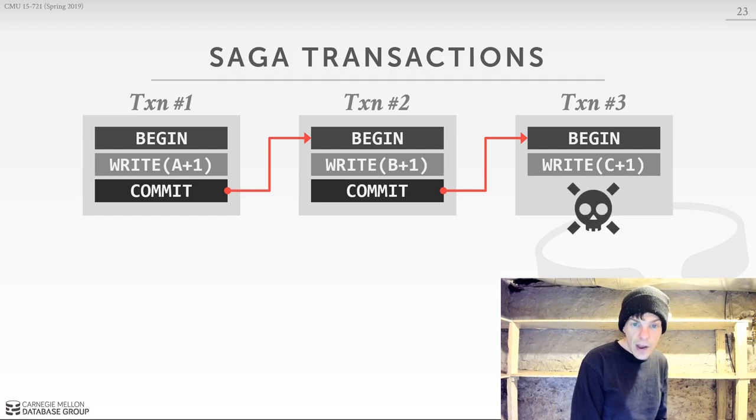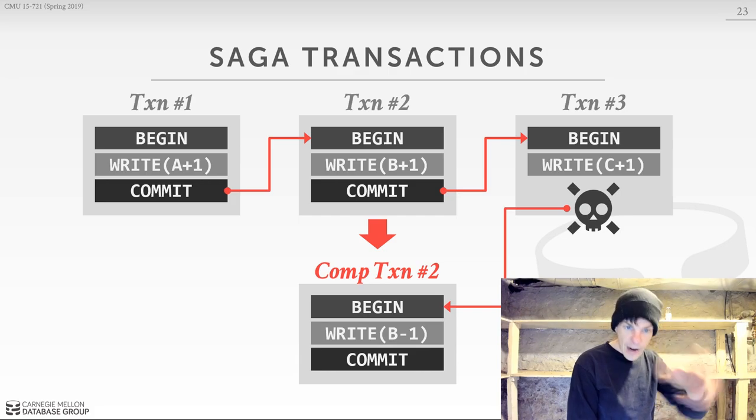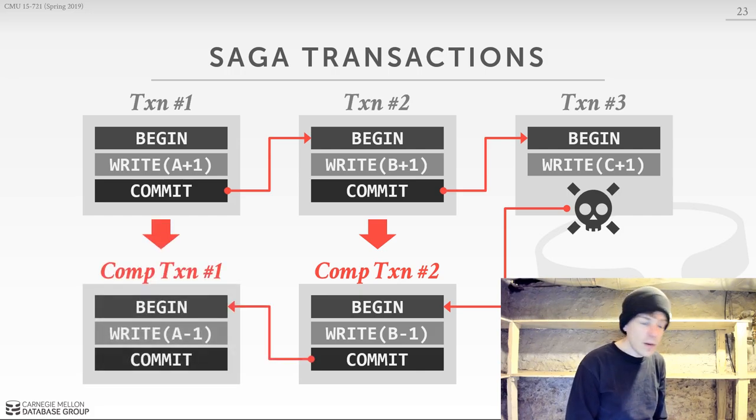But with saga transactions, when I abort this last transaction, I'm also going to go back and invoke compensating transactions to undo the transactions that actually committed. So in the first case here, I have a compensating transaction for transaction T2. All this is going to do is a logical write to decrement the counter that I incremented when I executed the first time. And likewise, same thing for T1. It's just going to decrement that counter.